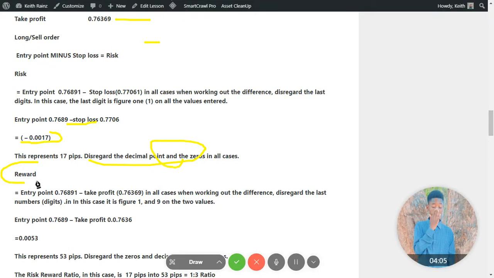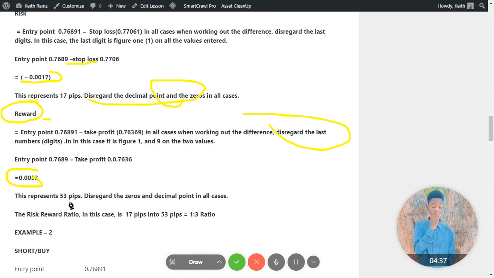So how about reward, the money we want to make? How do you calculate reward? Reward is entry point minus take profit. The take profit can be any take profit you feel like, but to be more careful, in all cases you have to disregard the last numbers. So entry point minus take profit is equal to this here. So this represents 53 pips as our reward. And the risk reward ratio in this case is: the risk is 17 pips and the take profit is 53 pips, so it's equal to a 1 to 3 ratio.